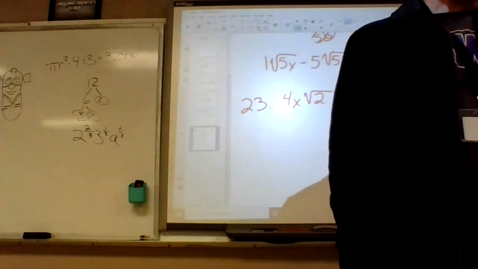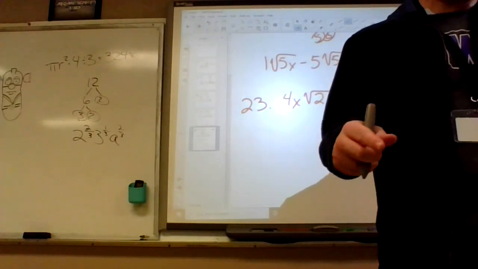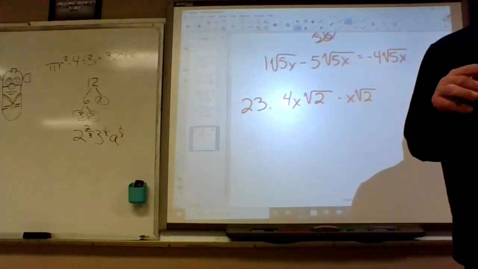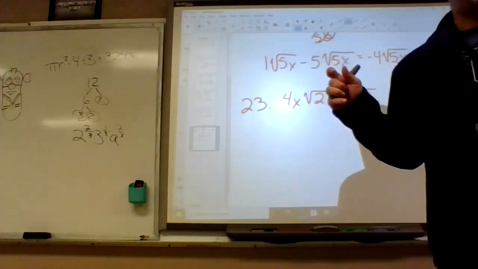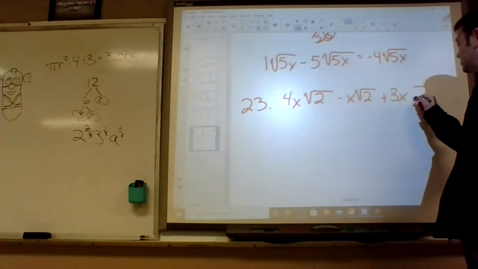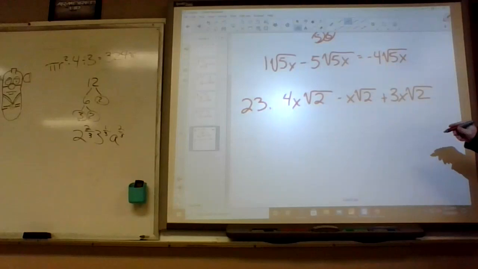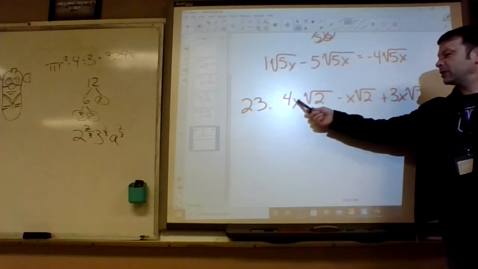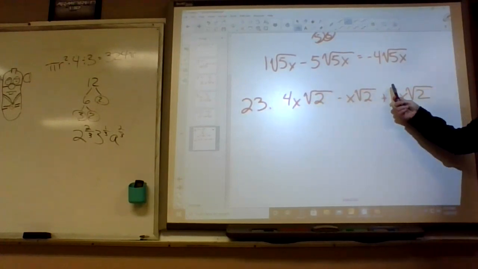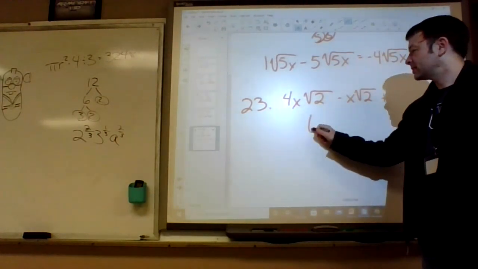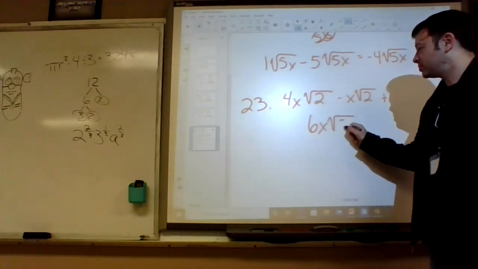Plus 18. What goes into 18? 18 is 9 times 2. Square root of 9 is 3. So it's 3 square root of 2. But the square root of x squared is x. So it's 3x square root of 2. So are they all like terms? Yes, they are, so we can combine them. 4 minus 1 plus 3. 6x square root of 2.